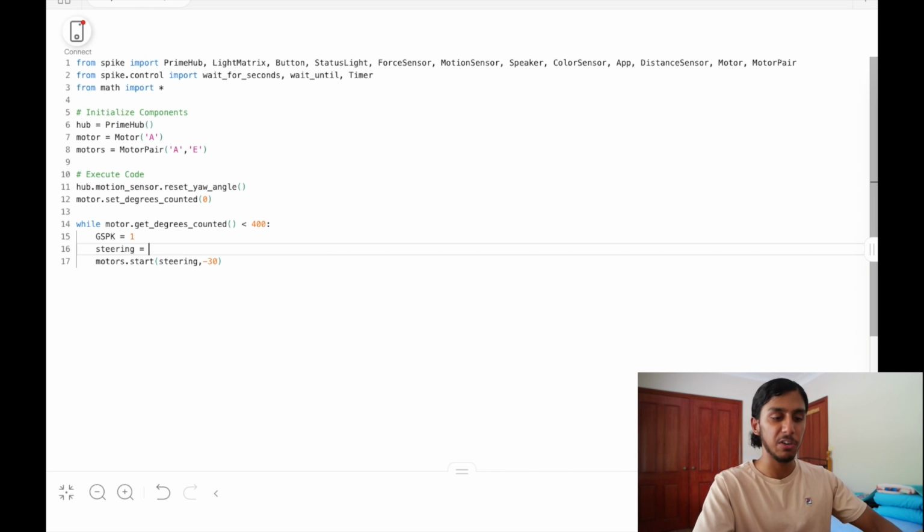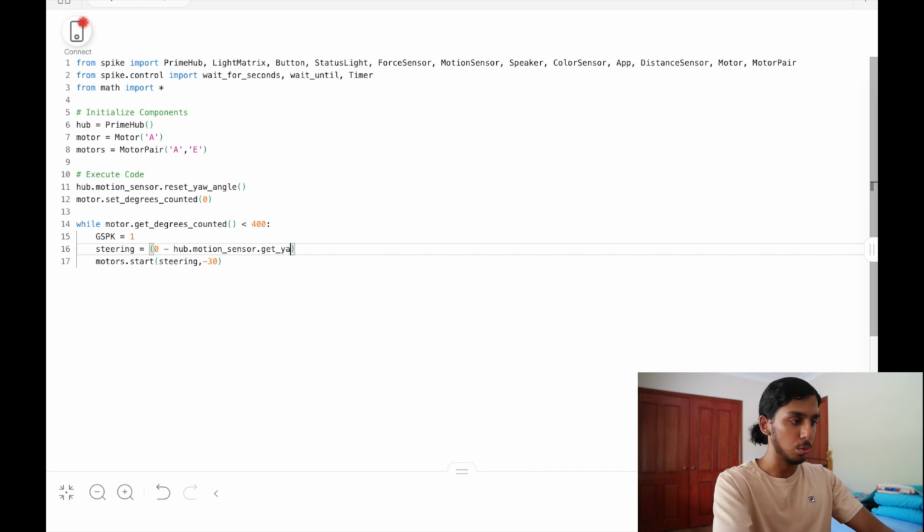This is the action, the steering is the main command. So it's going to be 0 minus hub.motion_sensor.get_yaw_angle, and then we're going to put brackets like that. We're going to put another one here. Perfect. Multiply that by something called the GSPK, and make sure this GSPK is the same as that GSPK. Alright, perfect. So it seems like we're more or less on track.